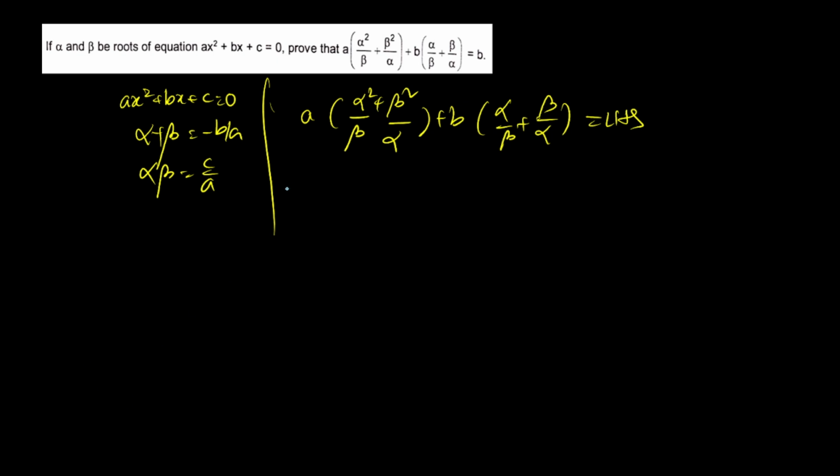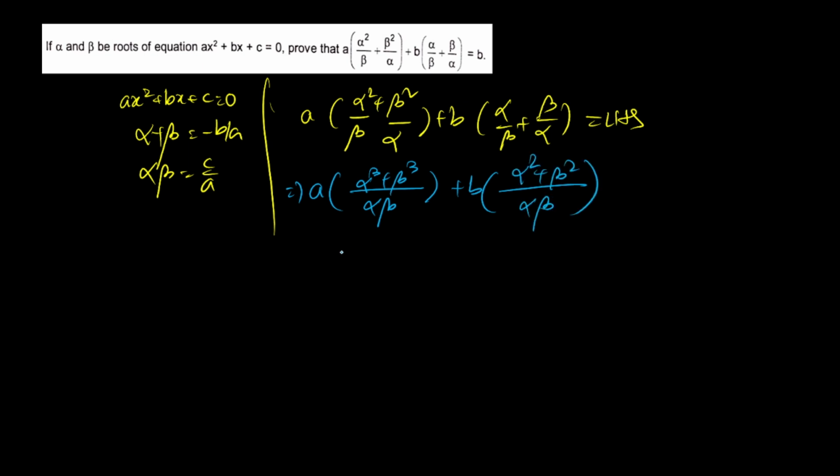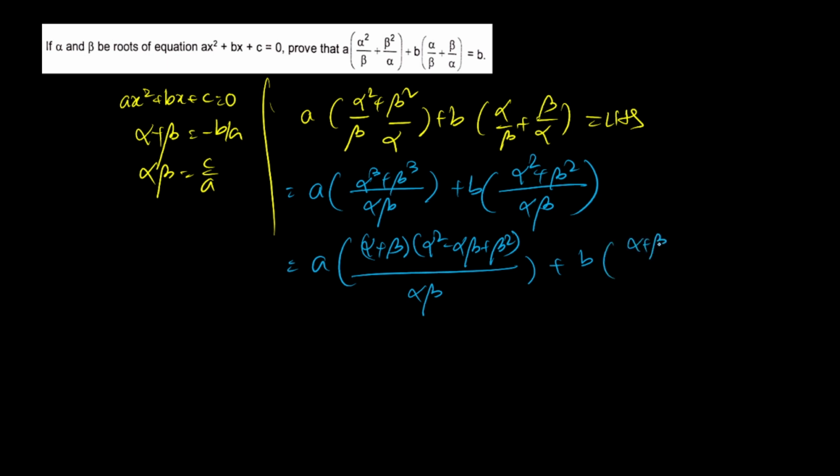Now what you do is take alpha beta as the LCM: alpha cube plus beta cube plus b into alpha beta into alpha square plus beta square. Now a into, we can write it as alpha plus beta into alpha square minus alpha beta plus beta square, by alpha beta into alpha plus beta whole square minus alpha beta. This is a formula only.